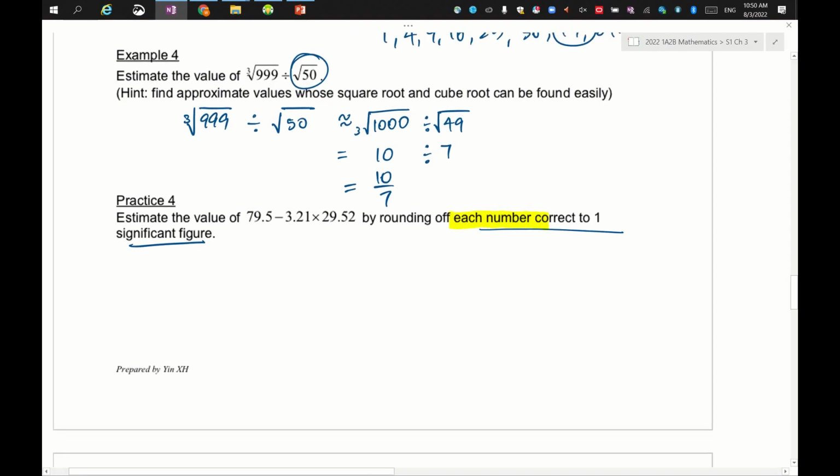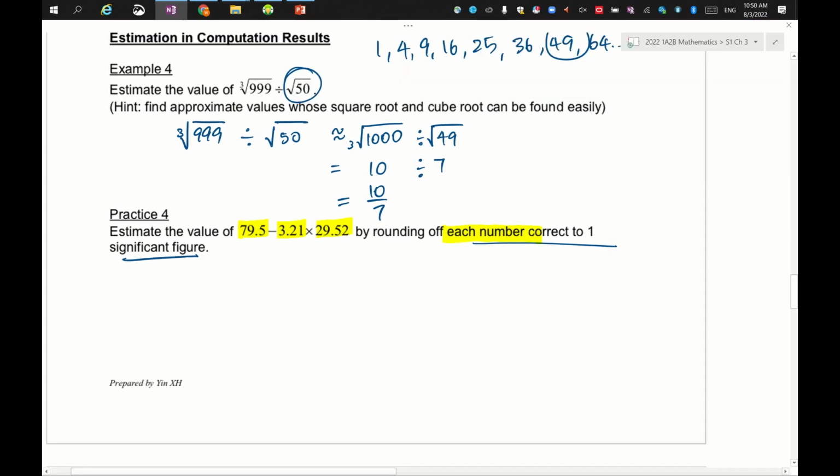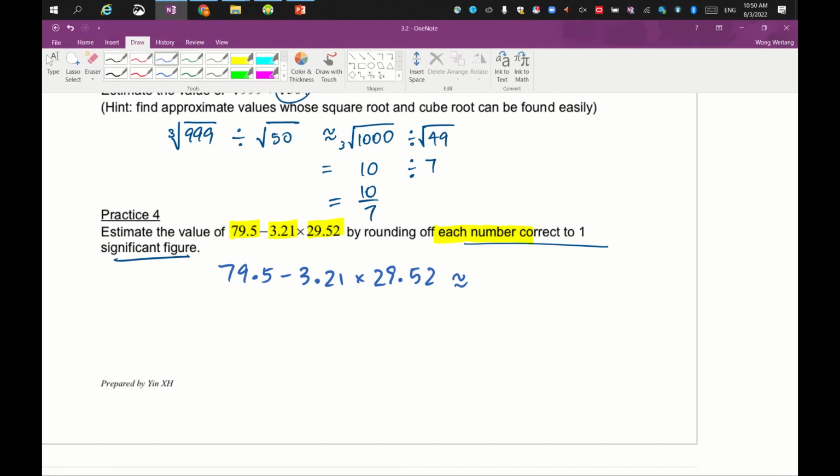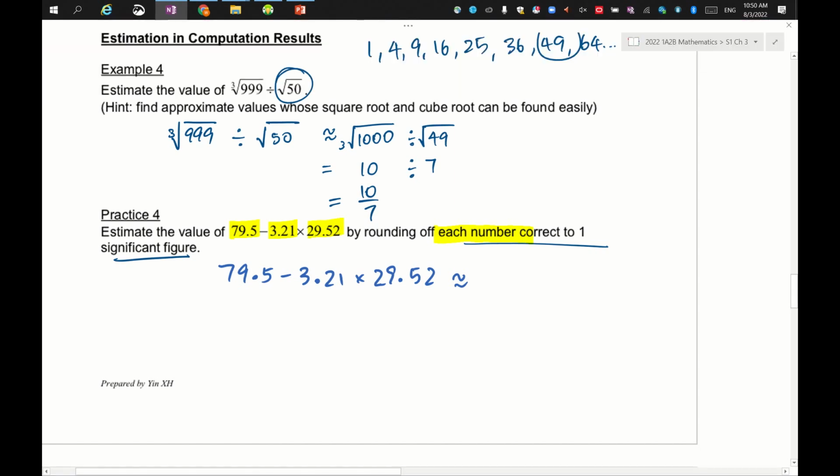So what are the numbers? We've got your 79.5, 3.21, 29.52. Every single one of these, round it off to 1 SF. Okay, so our presentation will look as such. So 79.5 minus 3.21 times 29.52. We round it off. Every single number, remember we wanted, since we want 1 SF, right?